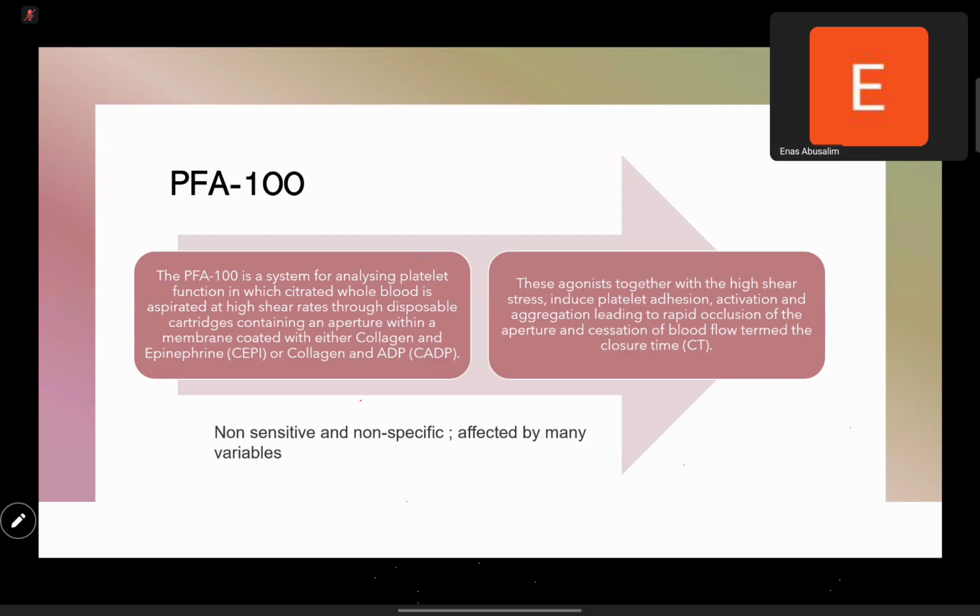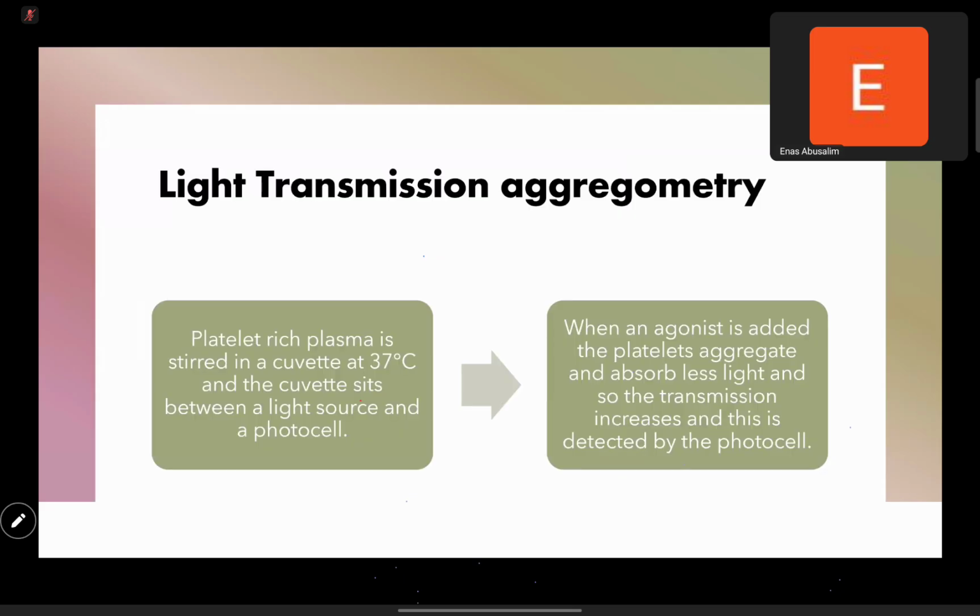Now the problem with this test is that it's not sensitive and it's not specific. It depends on multiple factors because they test it on whole blood, not just on platelets, which means multiple factors can take a role in causing the clot or preventing the clot from forming. For instance, if the patient has a high hematocrit or a high white blood cell count, the clot can form even though the patient has abnormal platelet function. So nowadays we don't use PFA-100 anymore, but you might see it in exams in the future. So it's worth knowing it.